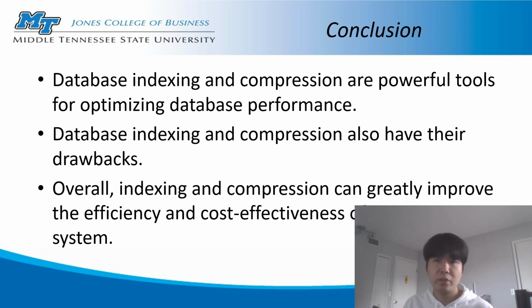Despite these disadvantages, the advantages of indexing and compression make them essential for large databases where performance and storage efficiency are critical. The choice between these techniques and the specific method used should be based on a careful consideration of the trade-offs between performance and storage. Overall, indexing and compression can greatly improve the efficiency and cost effectiveness of a database system.